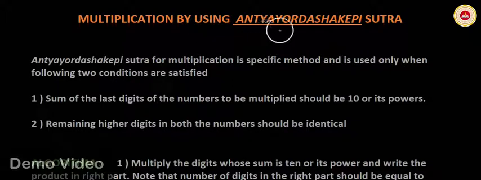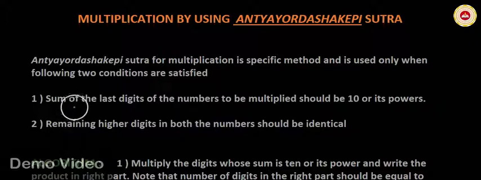Multiplication by using the Antyayordashakepi sutra. The Antyayordashakepi sutra for multiplication is a specific method and is used only when the following two conditions are satisfied. Friends, this is a specific method of multiplication and can be applied only when the given numbers satisfy the following two conditions.